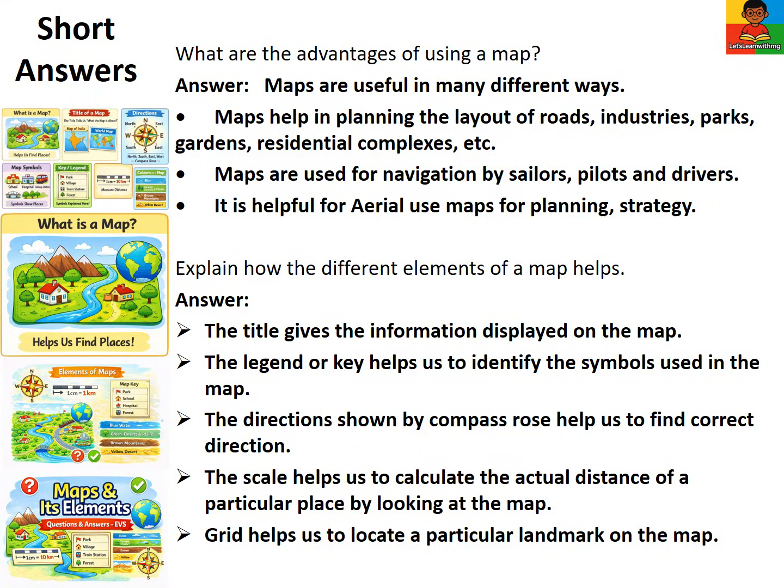Now, let's explain how the different elements of a map help. The title gives the information displayed on the map. The legend or key helps us identify the symbols used. The directions shown by a compass rose help us find the correct direction. The scale helps us calculate the actual distance by looking at the map. The grid helps us locate landmarks on the map.